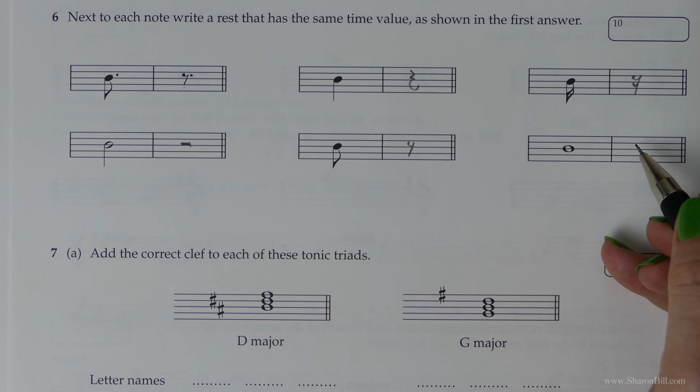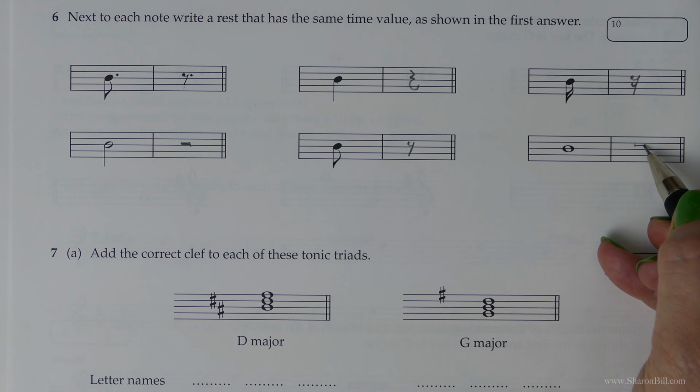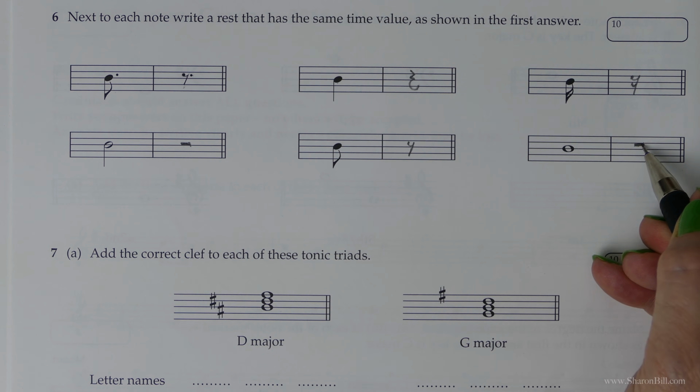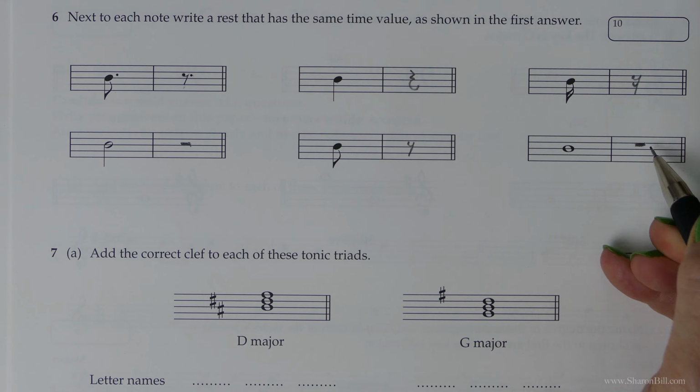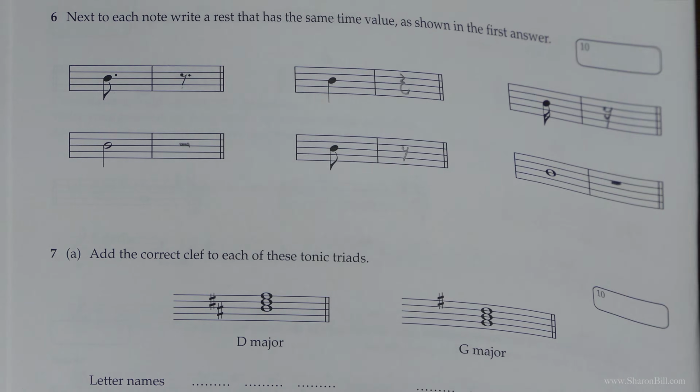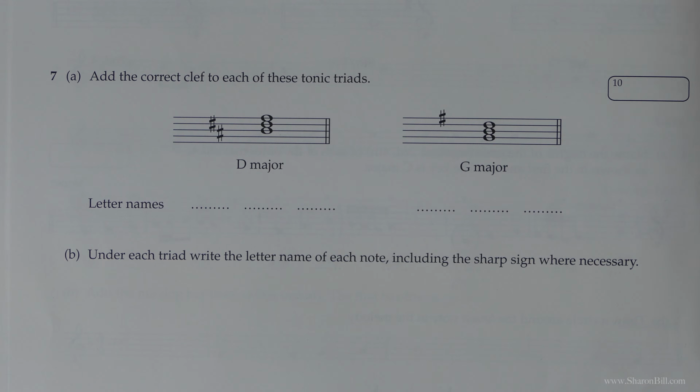Now the 4 beat rest hangs off the 4th line. As I say, it's very confusing with this one, so I always remember that the 4 beats hangs off the fourth line, and that should help you to remember it. And so there we should get full marks for that answer. Let's move on to question 7.